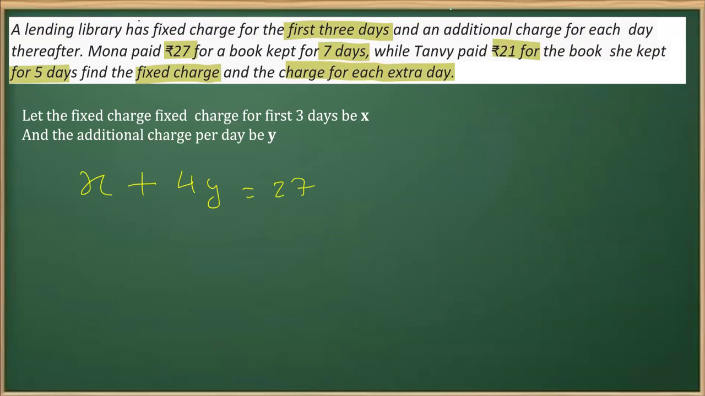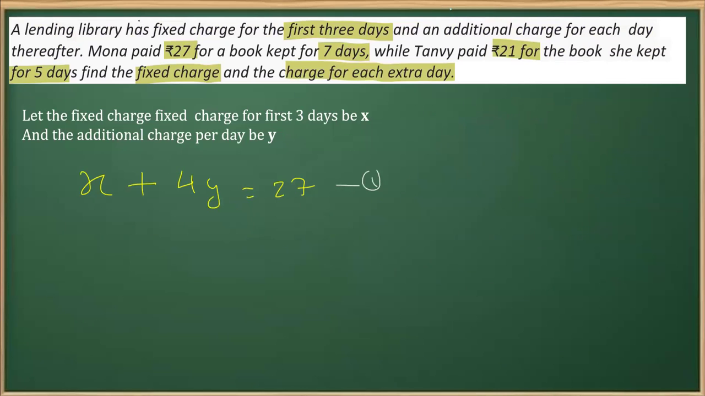Once again, it's very important to understand that mostly you write X plus 7 times Y is equal to 27, not realizing that the additional charge is not applicable for all days, only for days other than the first 3. So if she is keeping the book for 7 days, the additional charge has to be paid for 7 minus 3, that means 4 days. This is equation 1, if I mark it.